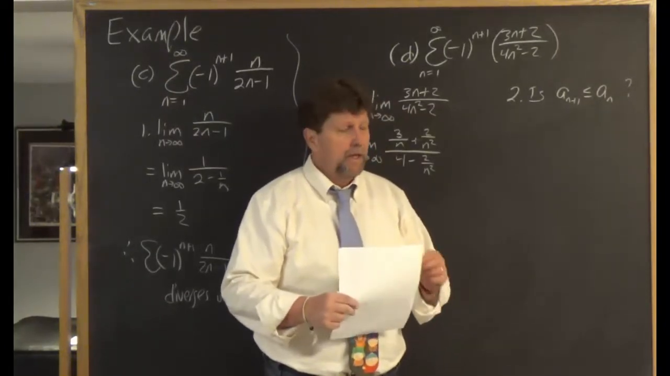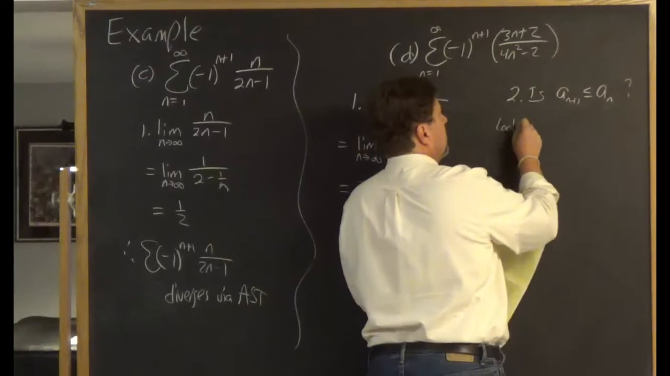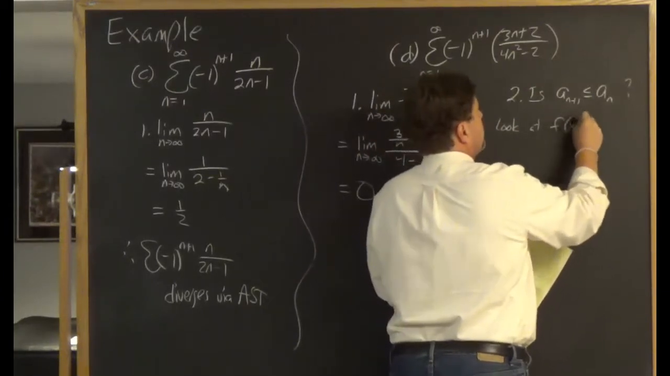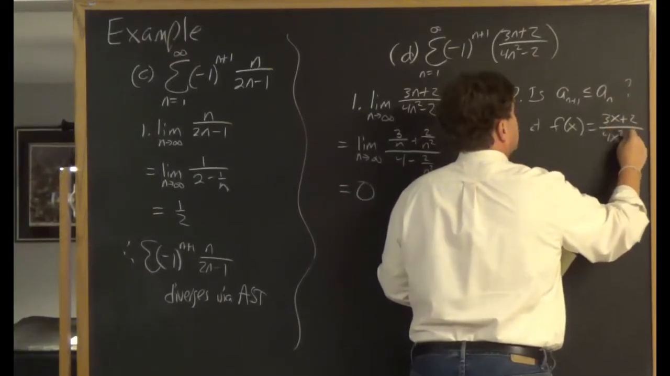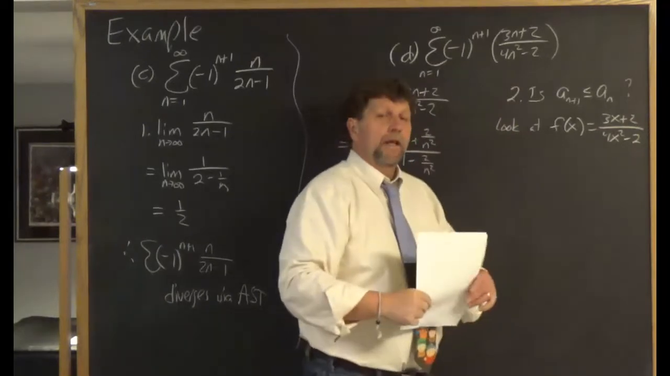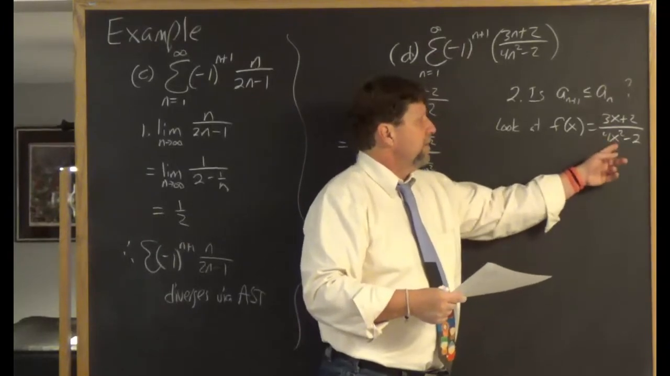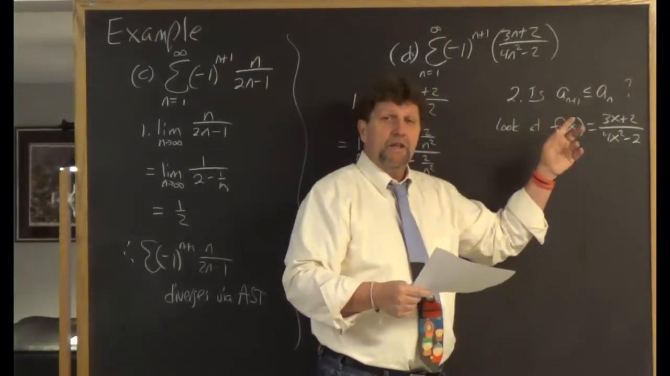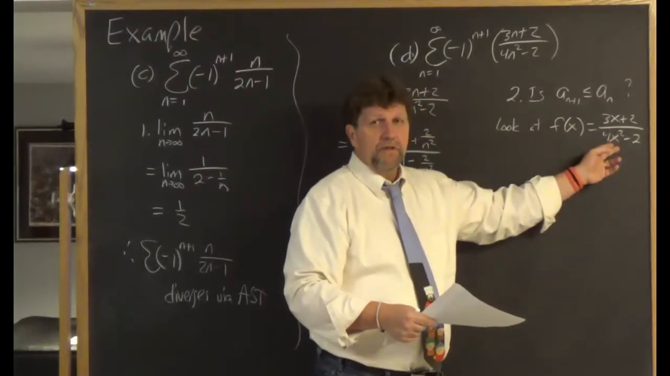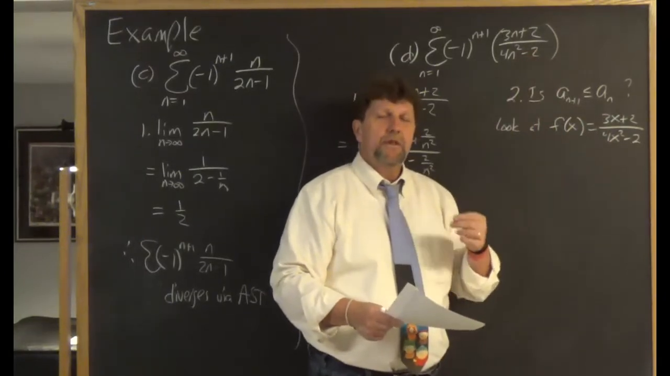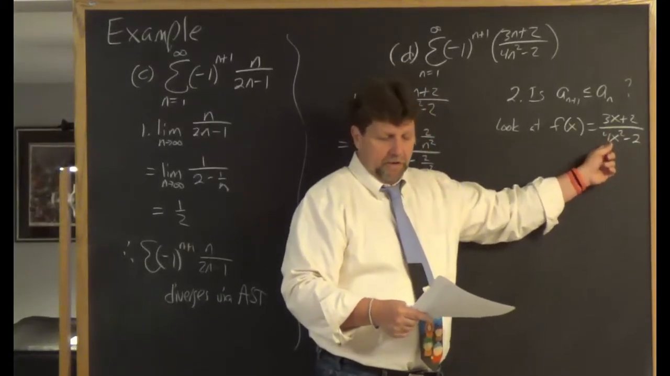So you know what I'm going to do? What we did way back at the beginning of the chapter. Let's look at the function of the reals, 3x plus 2 over 4x squared minus 2. And let's see what's happening with this function of the reals. Remember, as long as the function of the reals and the function of the positive integers agree for all positive integers, whatever this function of the reals is doing, the function of the positive integers is doing the exact same thing. It's along for the ride. So we can analyze this function of the reals.